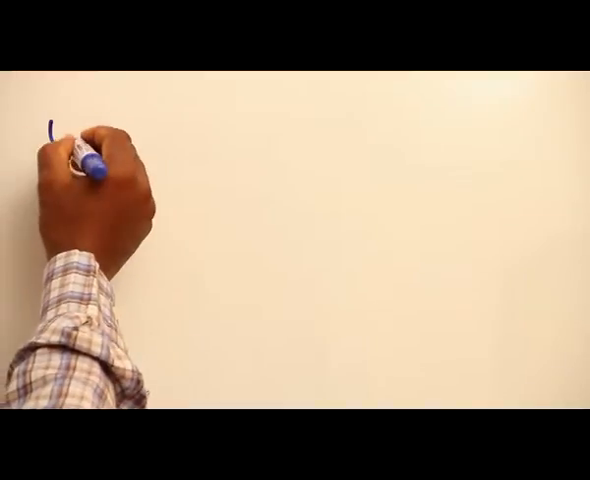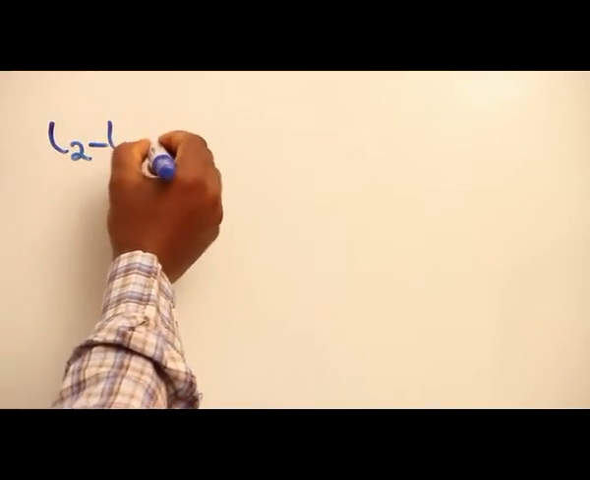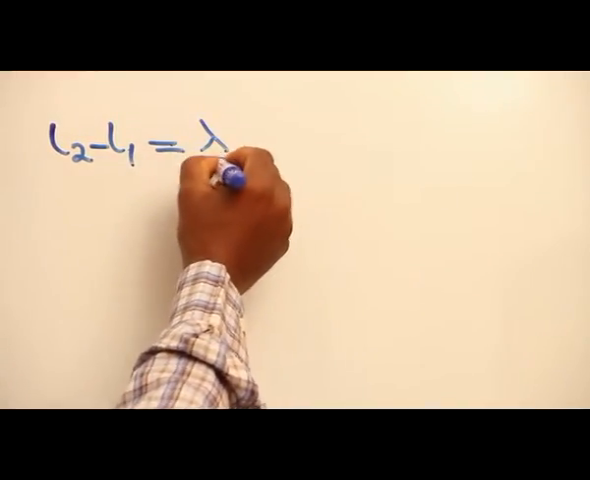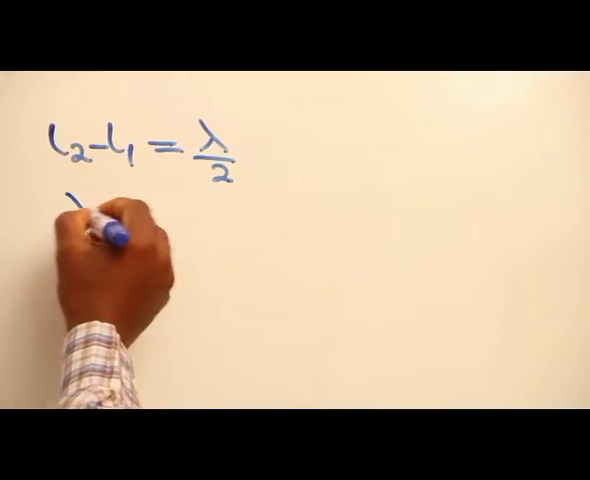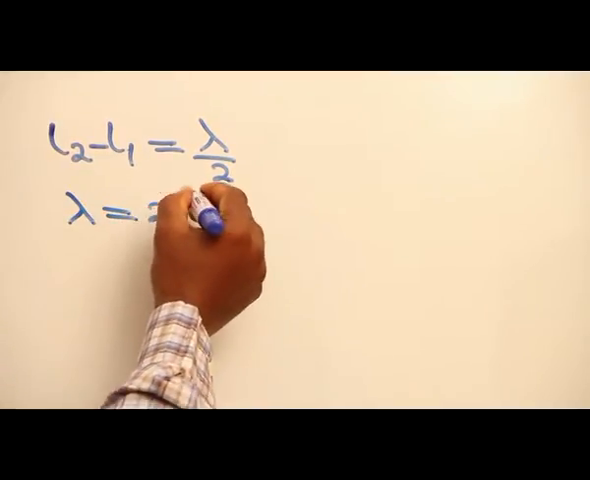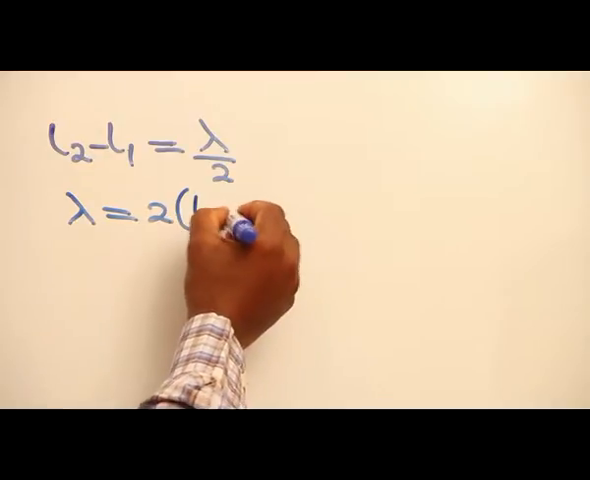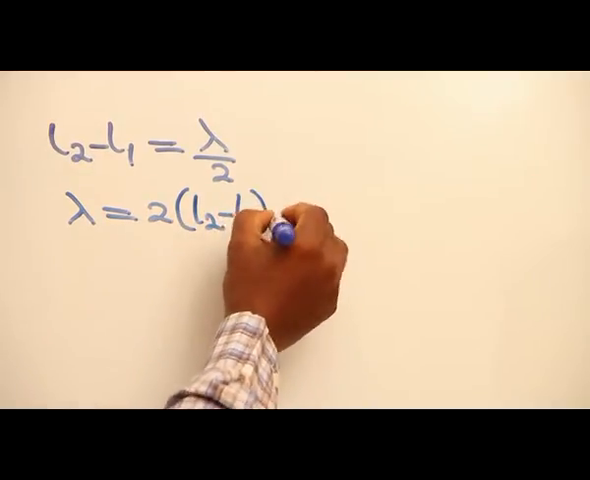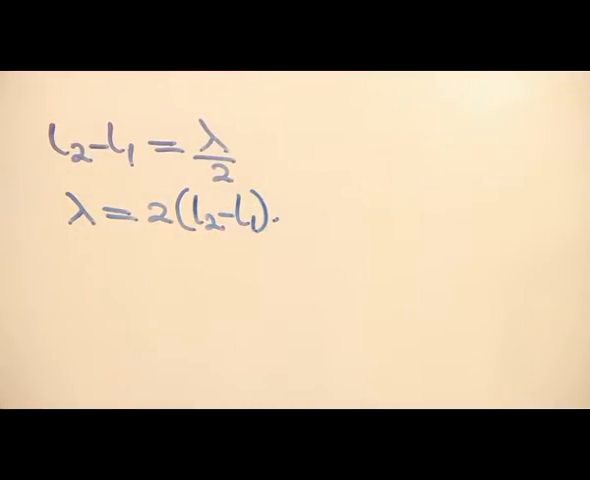From this result, the difference in length is equal to wavelength over 2. That means the wavelength is 2 times the difference in length of air column at the 2 positions.